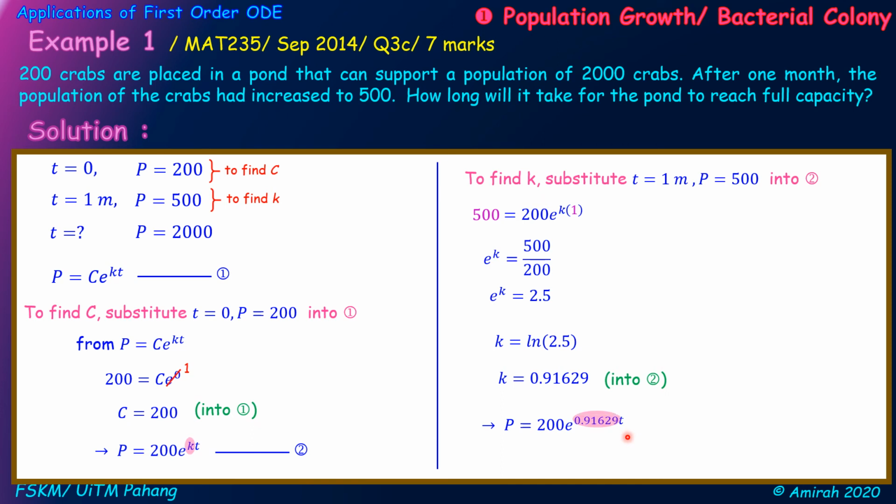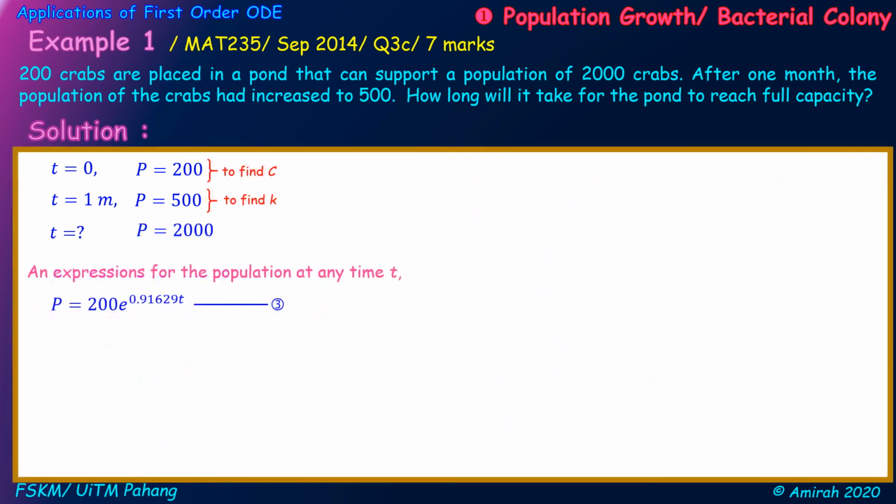Then we name this equation 3, where we replace k equals 0.91629. This is the equation, or the expression, for the population at any time t. From the previous slide, we get an expression for the population at any time t, given by P equals 200 e to the power of 0.91629t, and we name it equation 3.